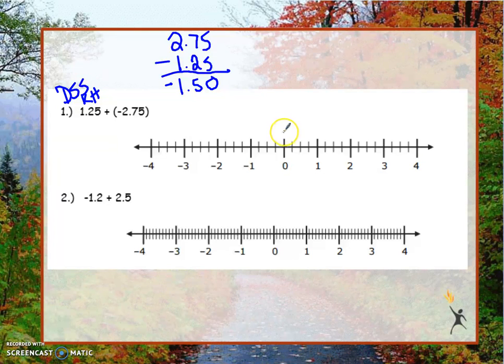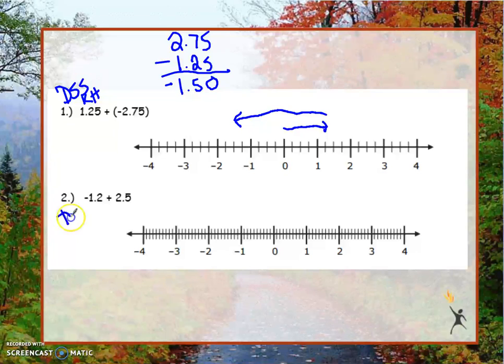All right, we're going to start at 0. We're going to go to the right, 1 and 2500ths. Then we're going to go to the left, 2 and 7500ths. And it's going to look like this. Okay, number 2.